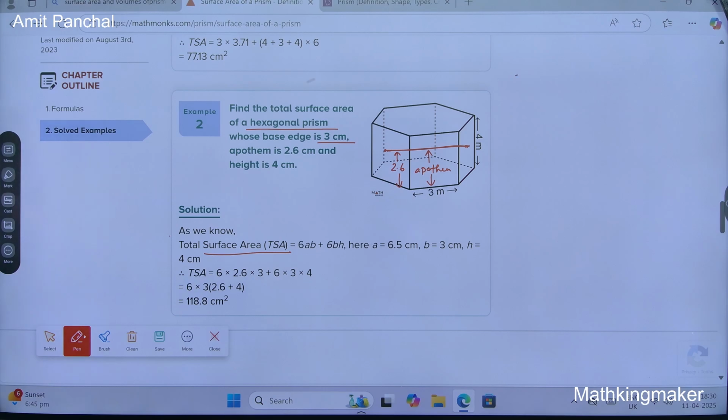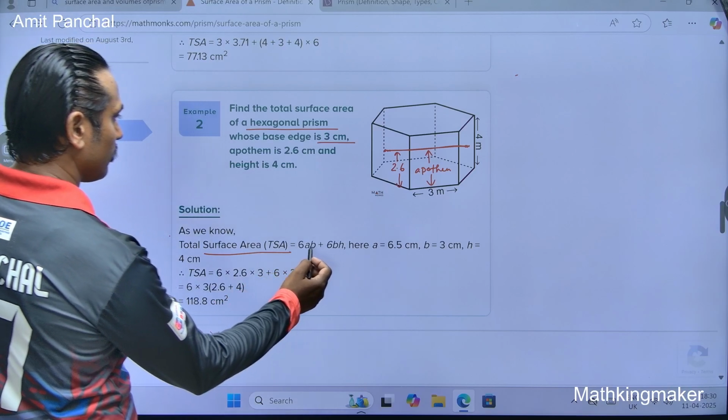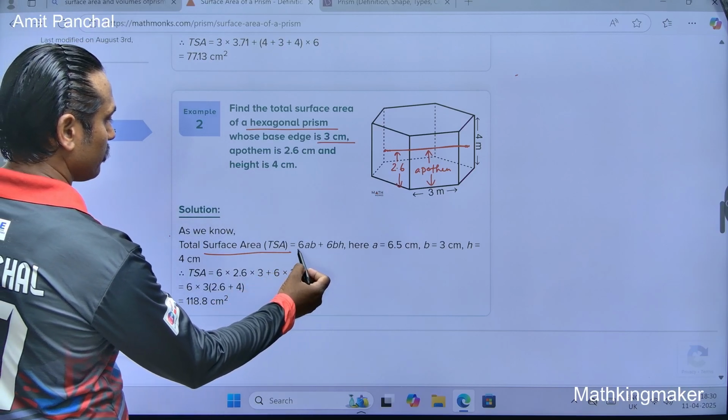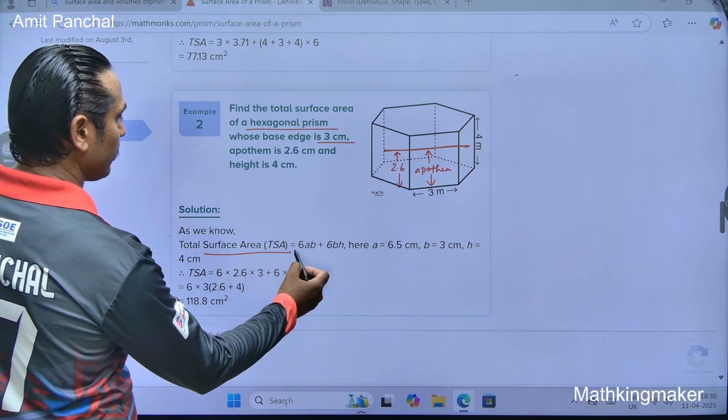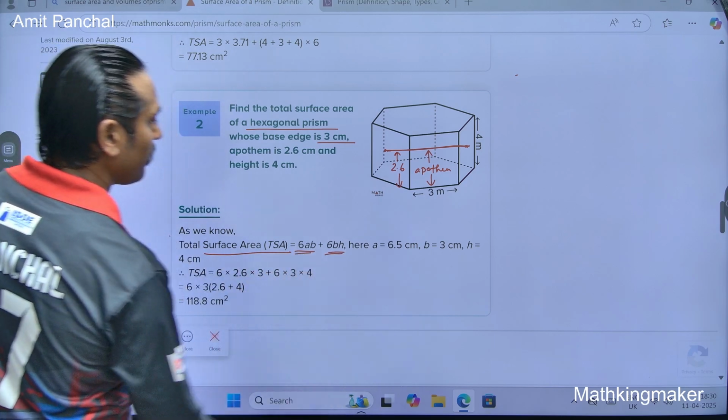So this is another formula. You can note it down. So the total surface area will be 6AB plus 6BH.